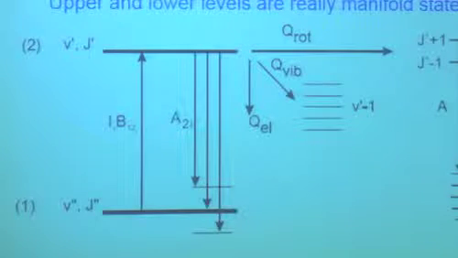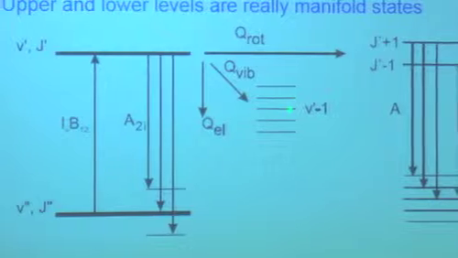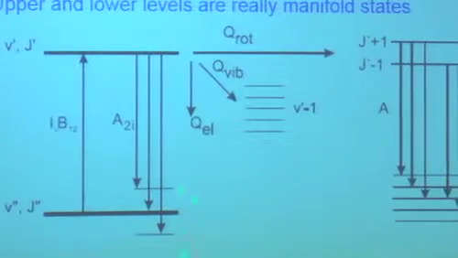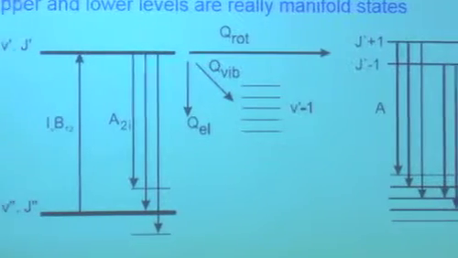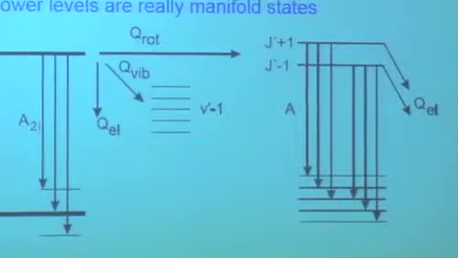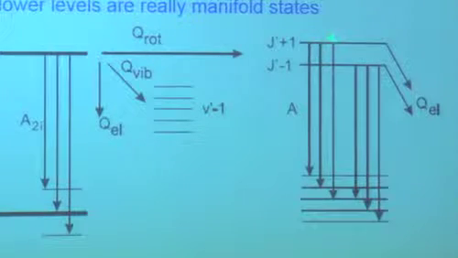On the other hand, if I wait very long, a collision comes along and it changes the rotational or the vibrational quantum number, or collisional equations. Q electronic takes me back home to this manifold. Q vibration takes me to another vibrational level. Q rot takes me to another rotational state. Now what do I do? Every time it goes to a new state, it has a chance to emit at three colors.